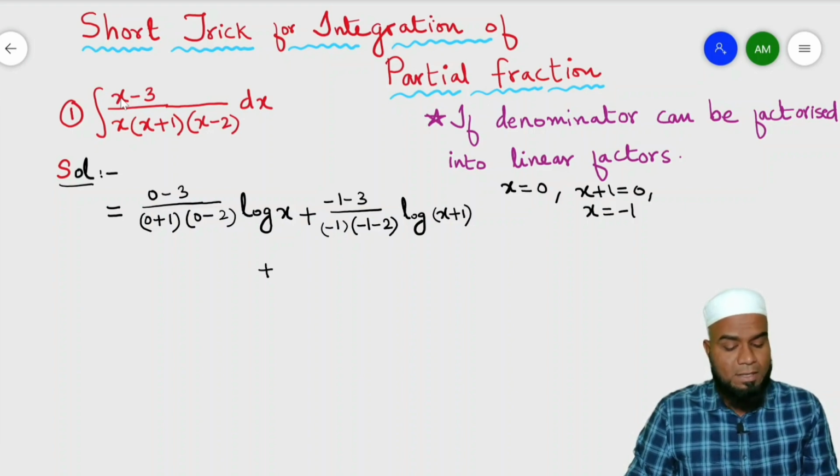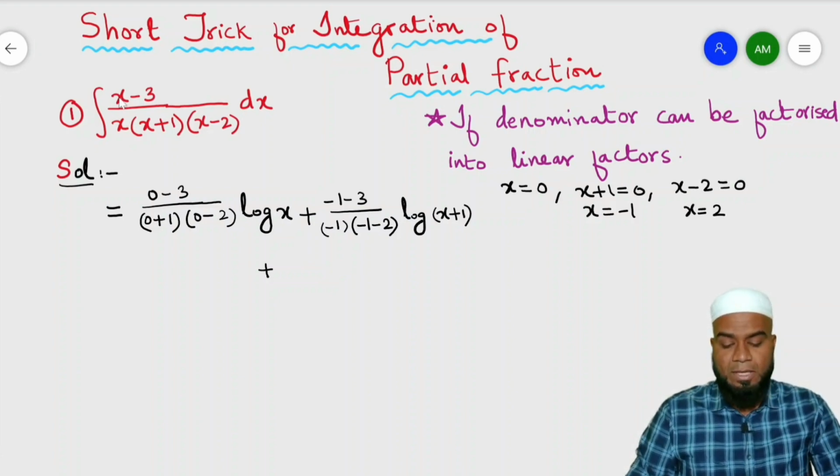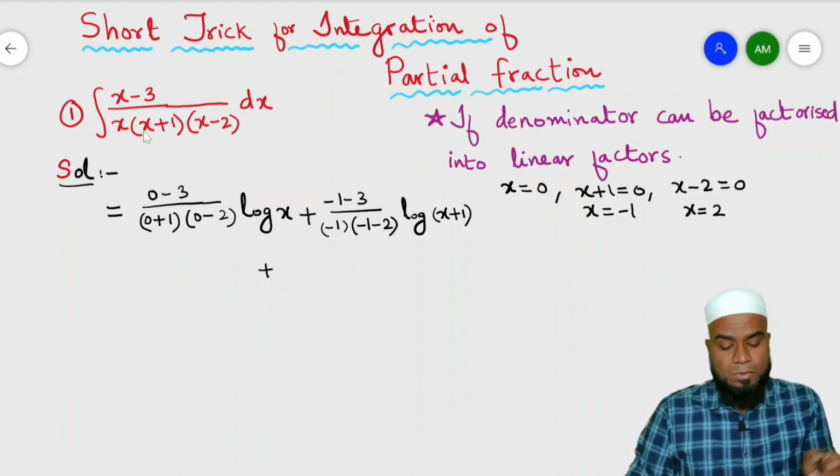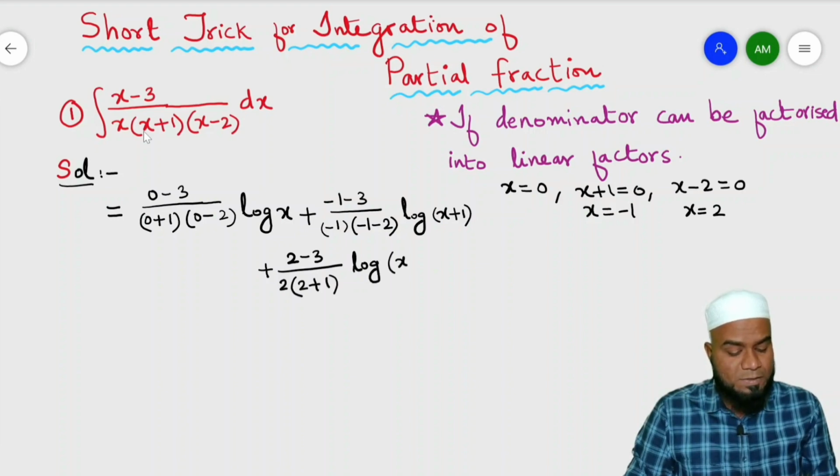The last term will be plus. Now we write x minus 2 equal to 0, the last factor, so x is 2. Now we substitute this value in the other factors: 2 minus 3 divided by 2 into 2 plus 1. Then we avoid that factor and write log of x minus 2.